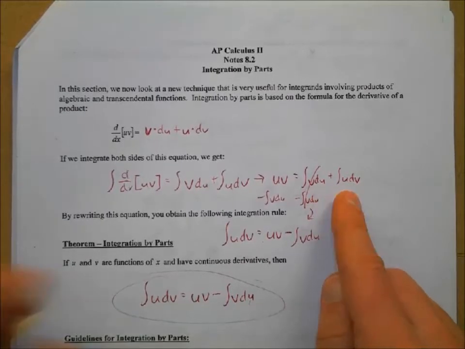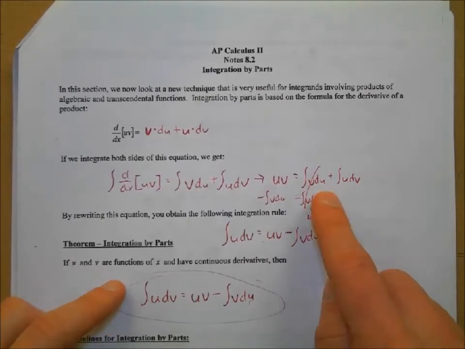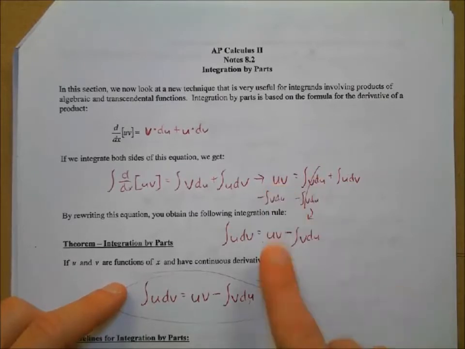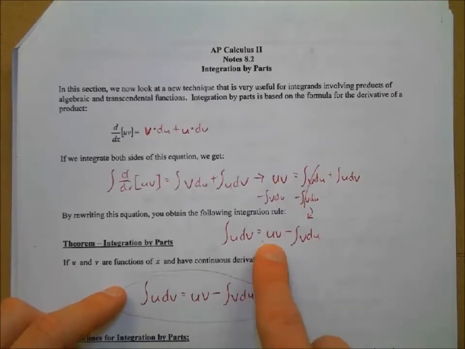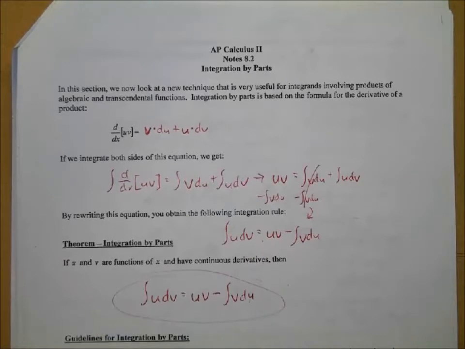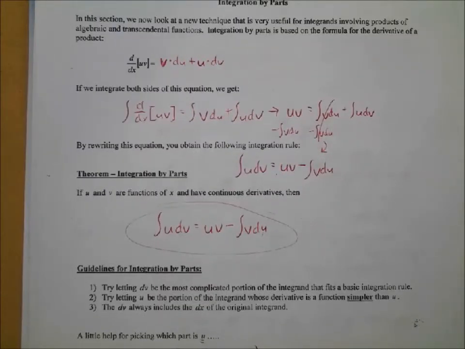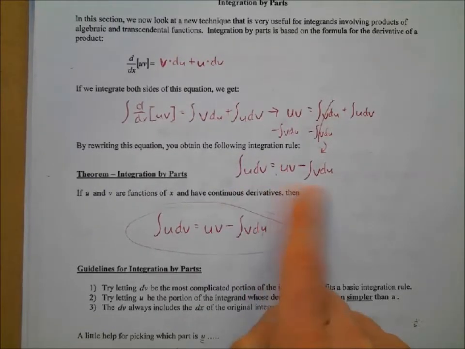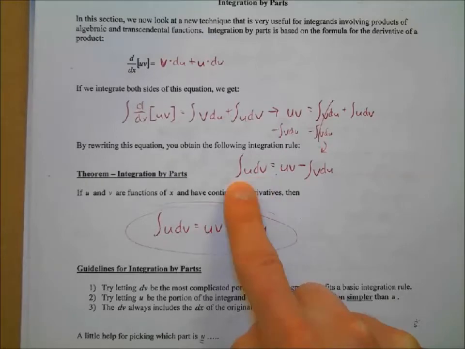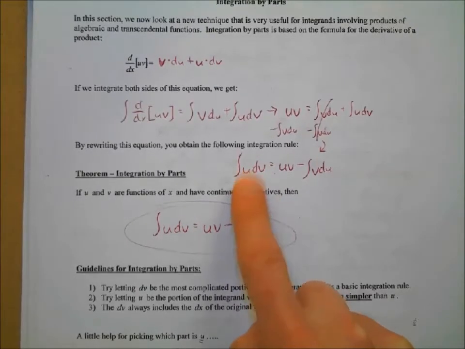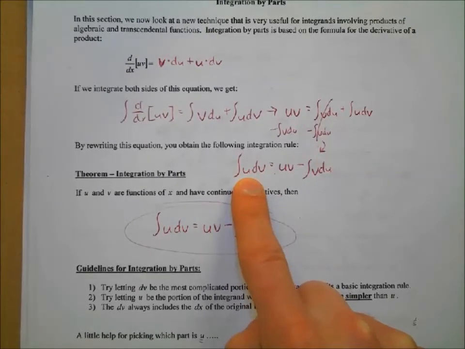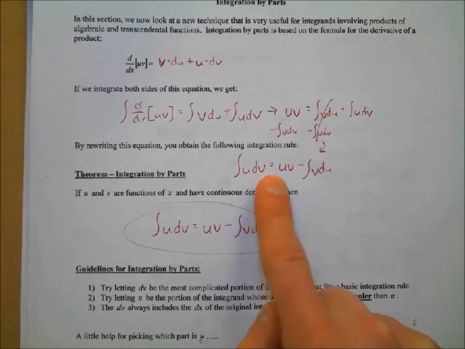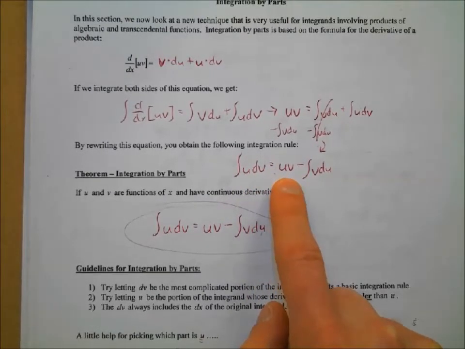But with some manipulation, if we subtract the v du over, we'll end up with the integral of u dv equals uv minus the integral of v du. This is complicated to look at and hard to wrap your head around until we actually do a problem, but this is the format we're going to use. We'll take an integral in this form, identify the u part of the integral, identify the dv part, and then rewrite it so that we do u times v minus the integral of v du.